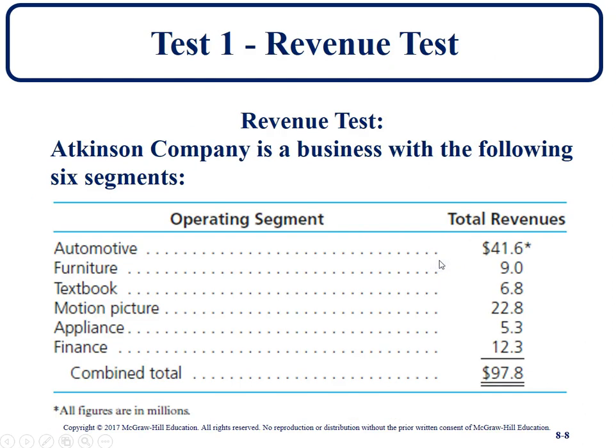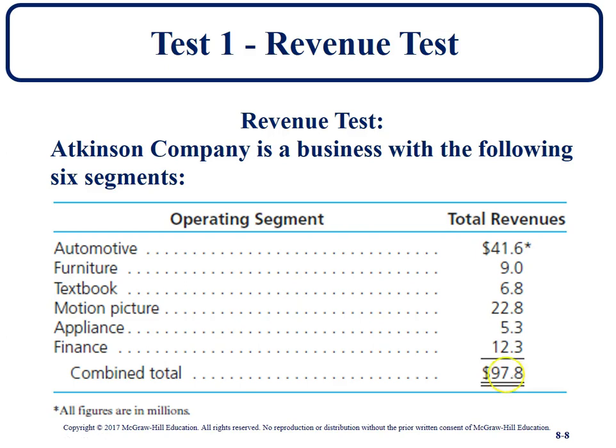Okay, so let's go through and look at an example. The first one is the revenue test. Okay, Atkinson's company is a business with the following 6 segments. So it's got automotive, furniture, textbook, motion picture, appliance, and finance. And what we're going to do is look at the total revenues of the business, and we want to see if any individual segment is greater than 10%.